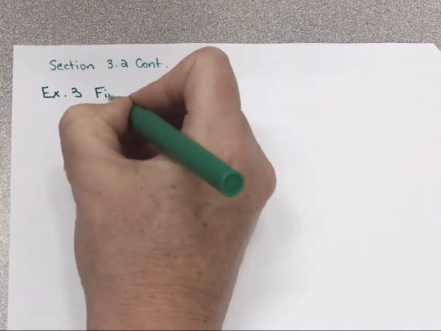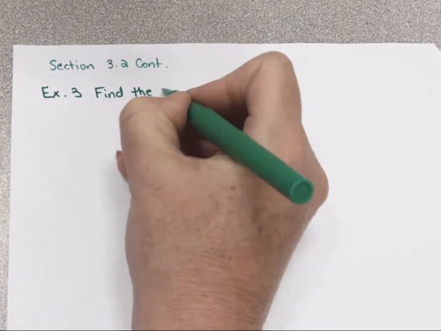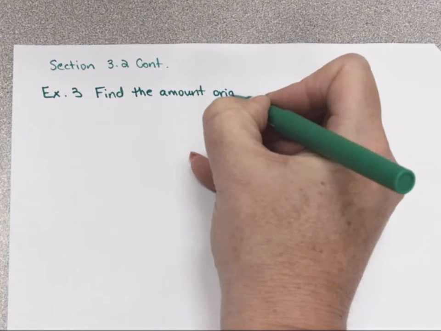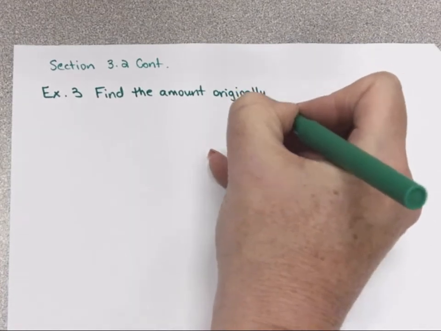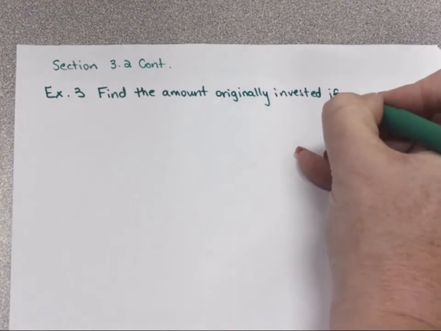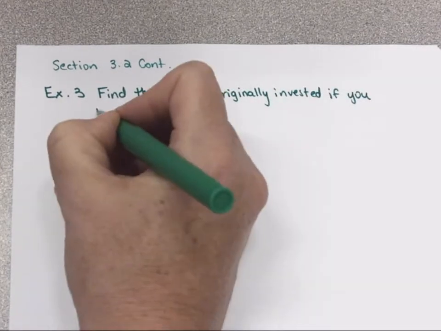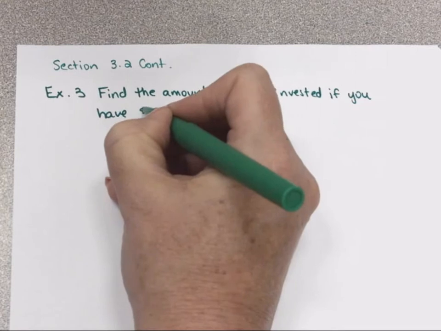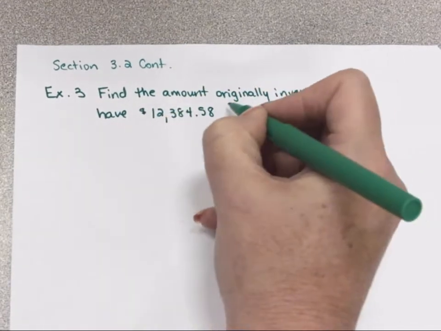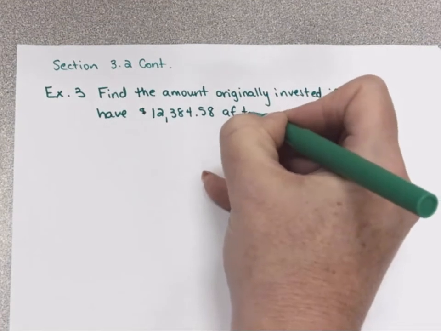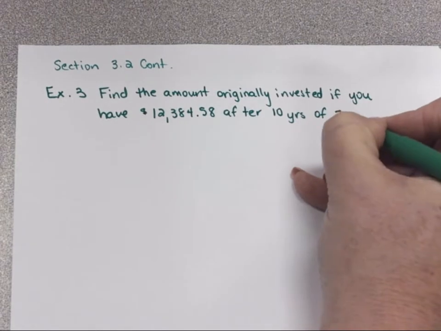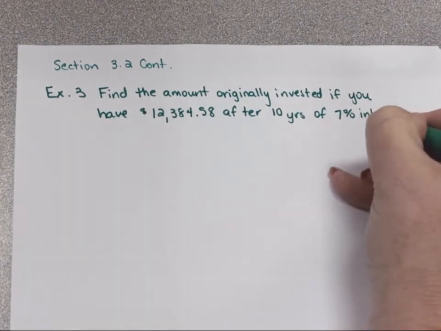So I want you to find the amount originally invested if you have exactly $12,384.58 after 10 years of 7% interest compounded continuously.